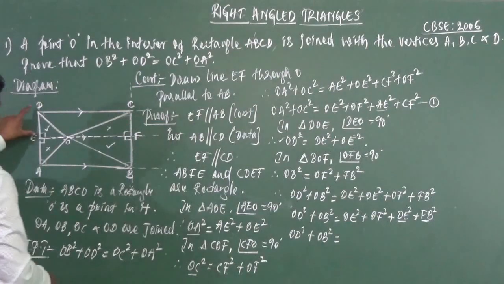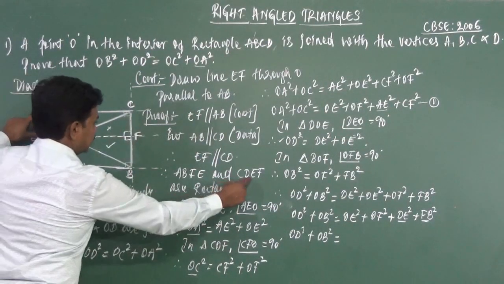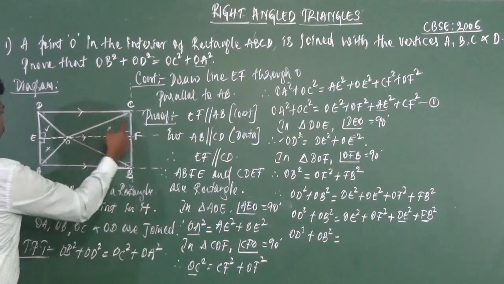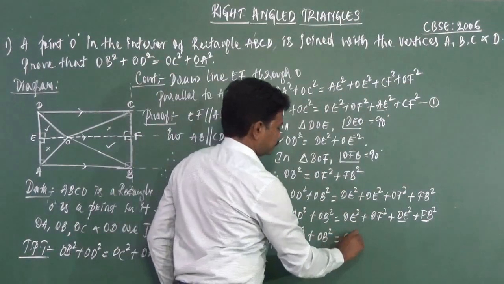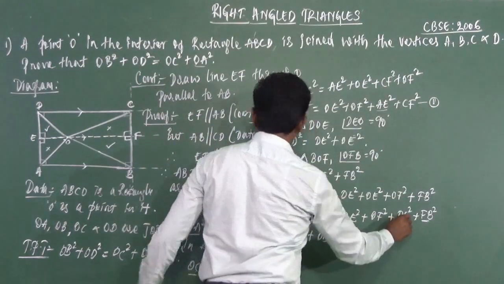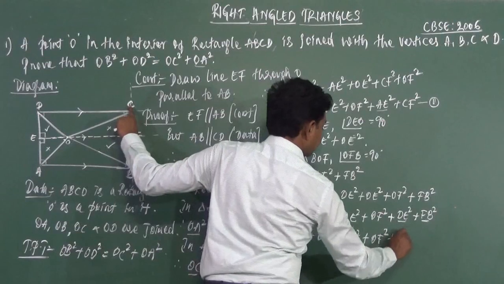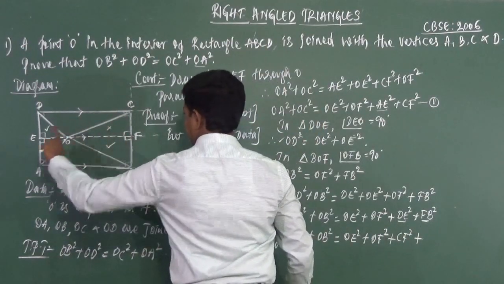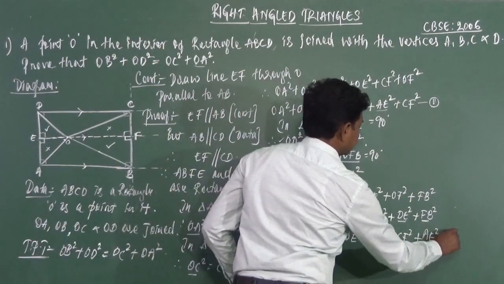So instead of DE, I can write CF, because CDEF is a rectangle, so opposite sides are equal. So OE square plus OF square plus, instead of DE I can write CF square, plus, instead of BF, that is FB square, I can write AE square. Take it as equation 2.